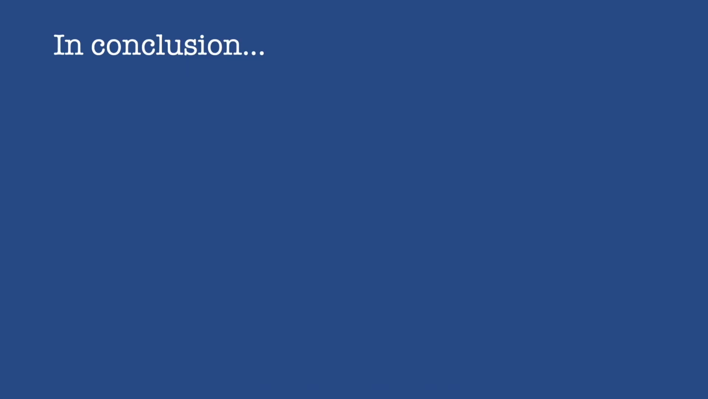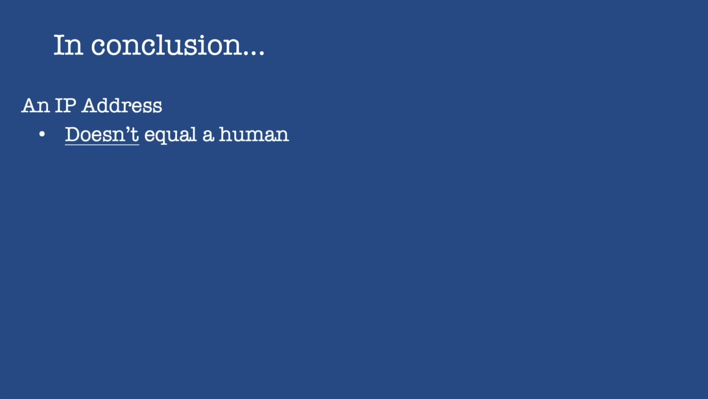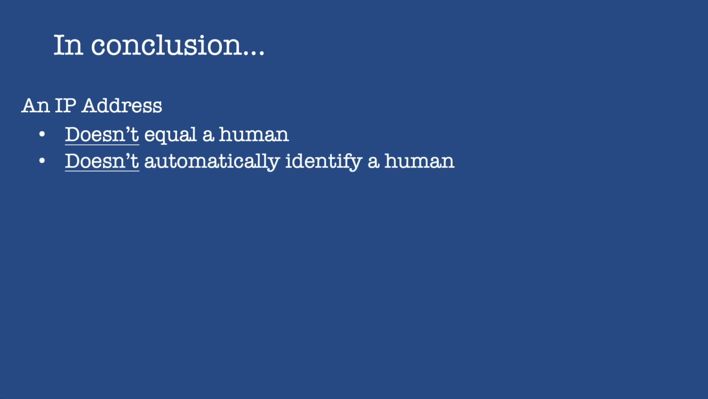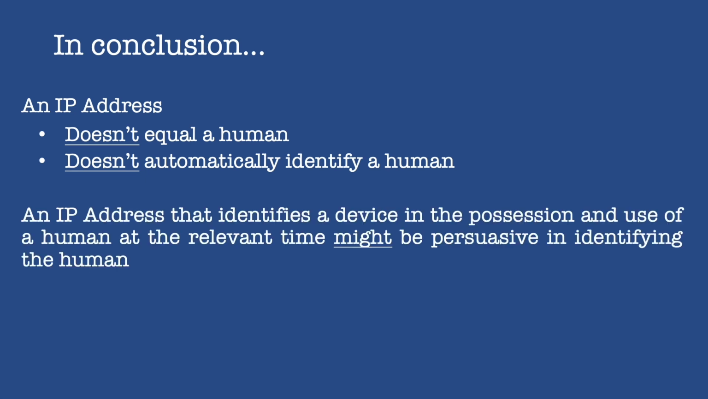To answer our original question regarding whether an IP address identifies a human, given that IP addresses don't equal a human, it's safe to say they don't automatically identify one either. However, that isn't to say that an IP address could not, when combined with other evidence, be persuasive in establishing that a particular person, using a particular computer at a particular time, may have in fact performed a particular act.